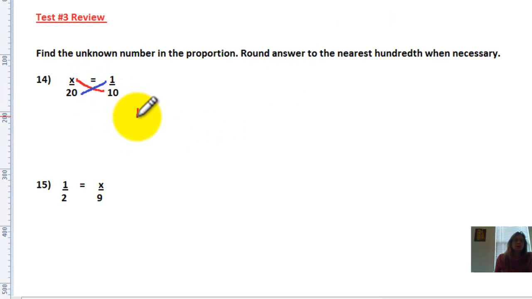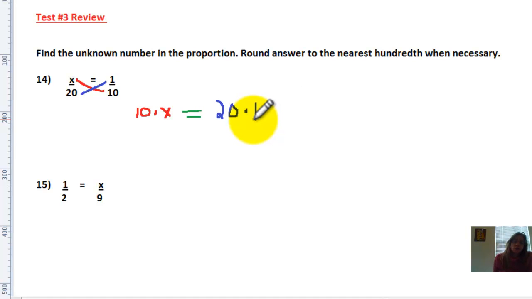X times 10, that cross multiplication, is going to be equal to this cross multiplication, to the 20 times the 1. So what that means is we can solve for x when it's set up this way.